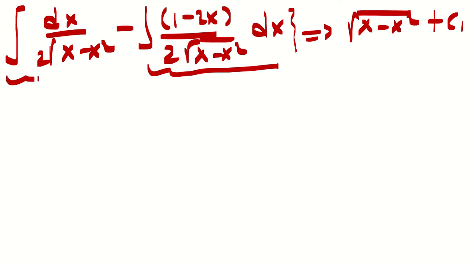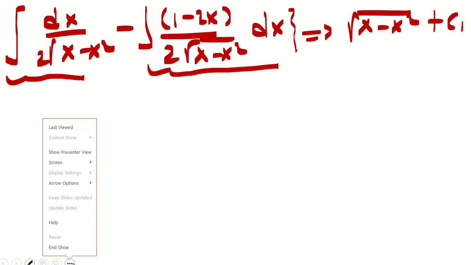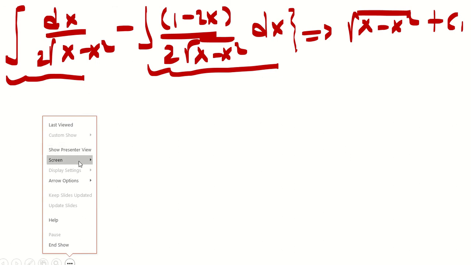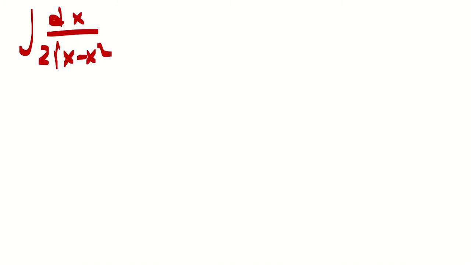So let's get back and deal with this one again. Let's go to another page. So the integral dx over 2 square root of x minus x square. This is what we are looking for now. This one again, to integrate, we don't have another technique, but we need to separate the denominator now.